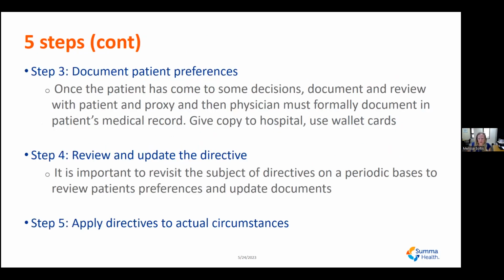So back to our 5 steps. Step 3 is documenting their preferences after discussion with the patient and proxy and providing copies. Step 4 is periodic review, again, at those clinical status changes, wellness visits. And then step 5 is applying. And this can be sometimes the most challenging, especially if the attention hasn't been to follow the other steps quite carefully.